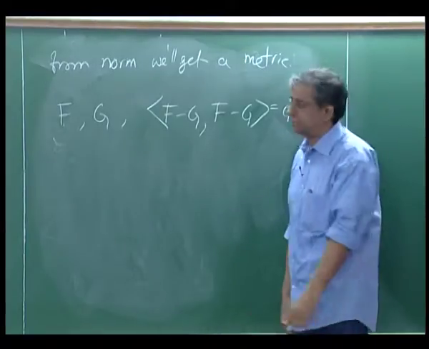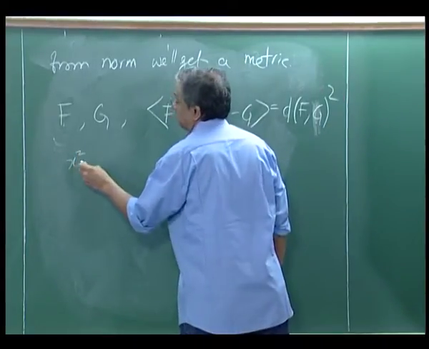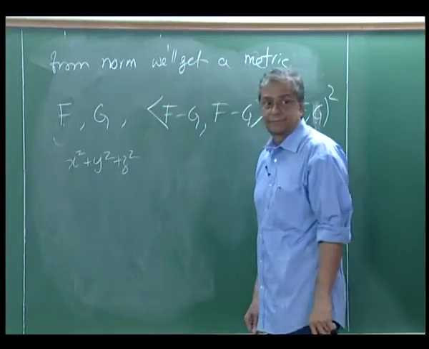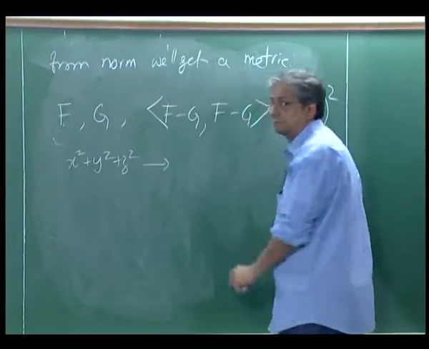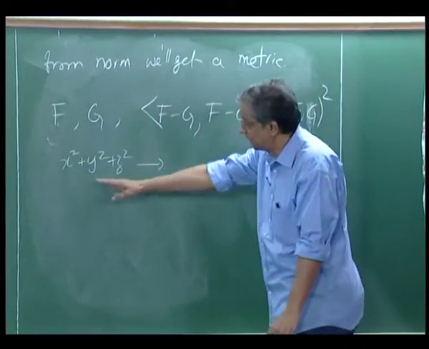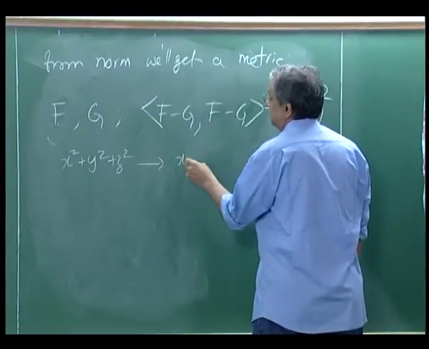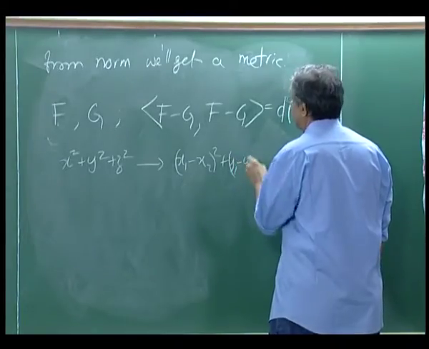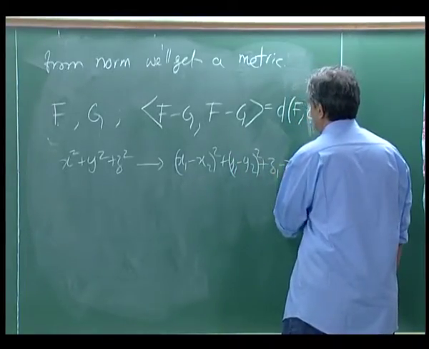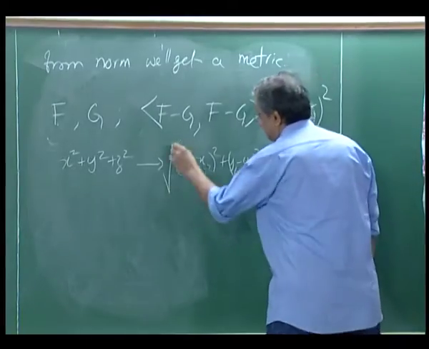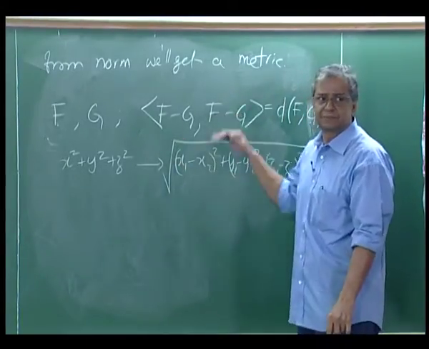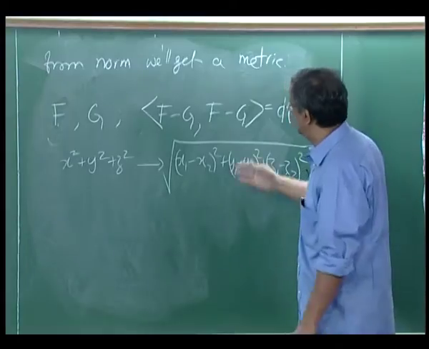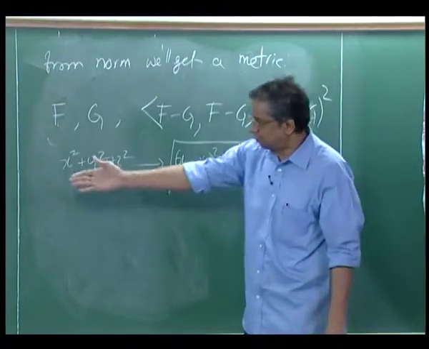In Cartesian coordinates, the magnitude squared of a vector is x squared plus y squared plus z squared. Then for the distance you would say x1 minus x2 squared plus y1 minus y2 squared plus z1 minus z2 squared, and the distance itself would be the square root of that. I am just basically mimicking this, repeating whatever we have done in the standard vectors. It worked there, it should work here.